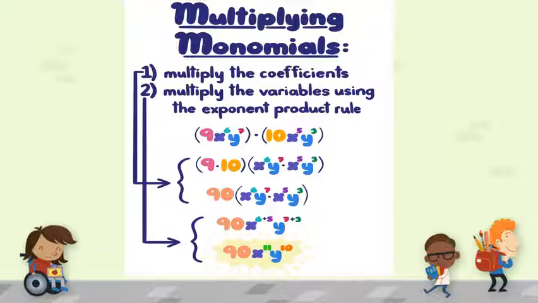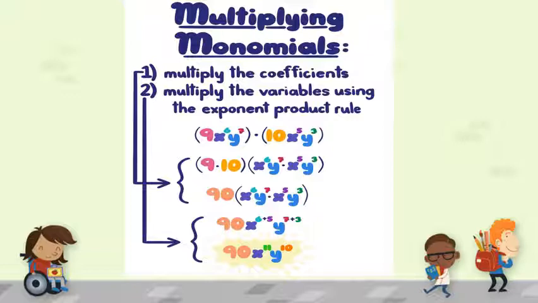Let us see it with an example. Here, the first monomial is 9 x raised to 6 y raised to 7. The second monomial is 10 x raised to 5 y raised to 3. That means here we are multiplying two monomials.